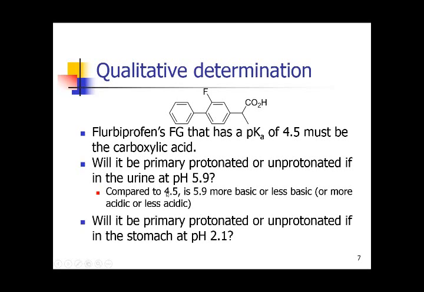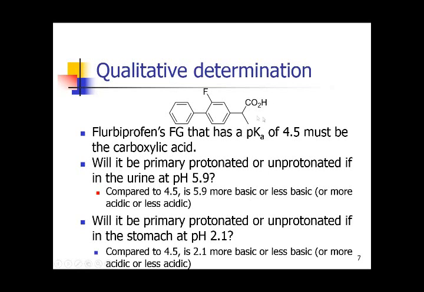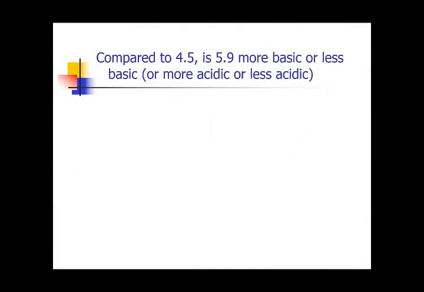Let's look at 2.1, your stomach. Again, you start off at 4.5. At 4.5, this molecule is 50% this, 50% minus. If I go down to pH 2.1, there's much more H plus floating around, so therefore it'll exist preferentially like this. So it'll be neutral. But you already know the answer.